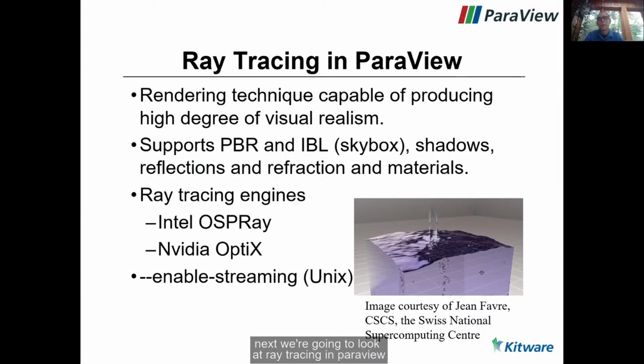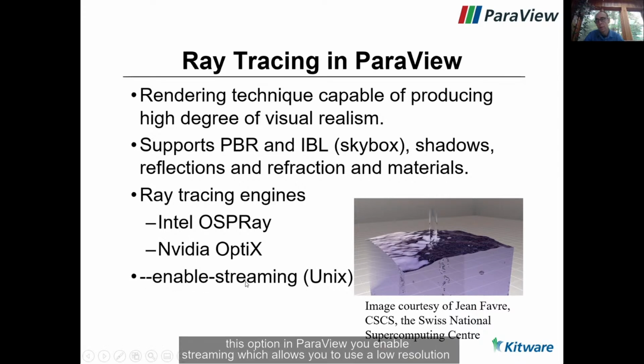Next, we're going to look at ray tracing in Paraview. Ray tracing is a rendering technique capable of producing a high degree of visual realism. It supports physically based rendering and image-based lighting that we've seen implemented in OpenGL, but also it supports shadows, reflections, refraction, and setting materials. We include two ray tracing engines in Paraview: Intel OSPRay and NVIDIA OptiX. Depending on your available hardware, you can use either of them.